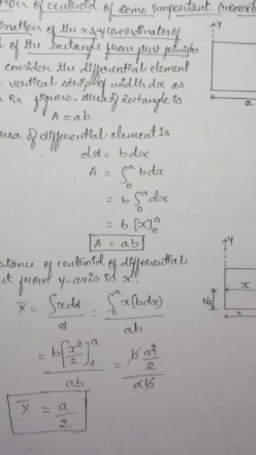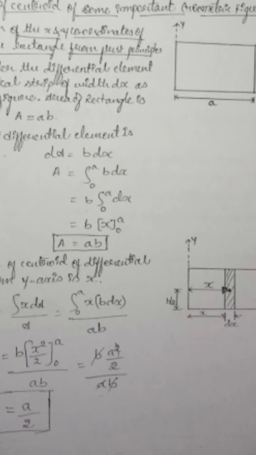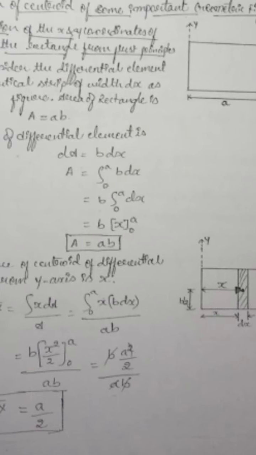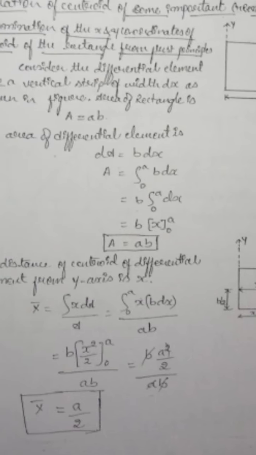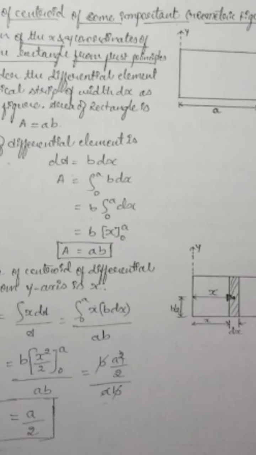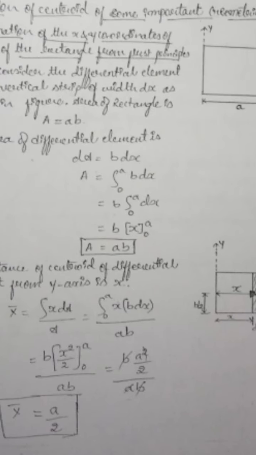Finally, b into b: both the numerator and denominator have b, so they cancel, and you get x square divided by 2 with the integration limits from 0 to a. If you do the integration, you will get a square divided by 2 divided by a. So finally, a square and the denominator a cancel, and you get x bar is equal to a divided by 2. So x bar is nothing but the x distance from the origin to the CG, which will be a divided by 2.